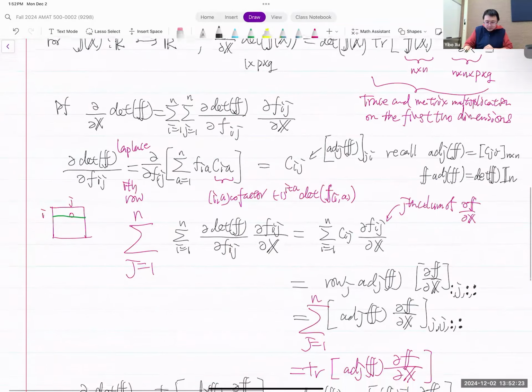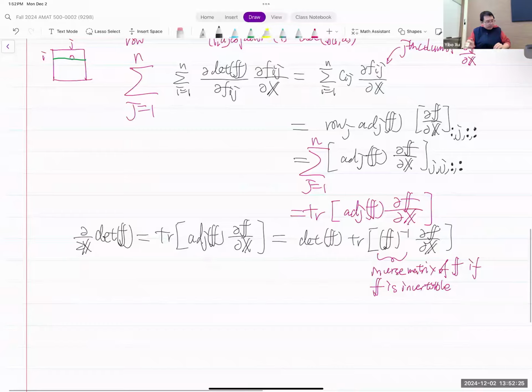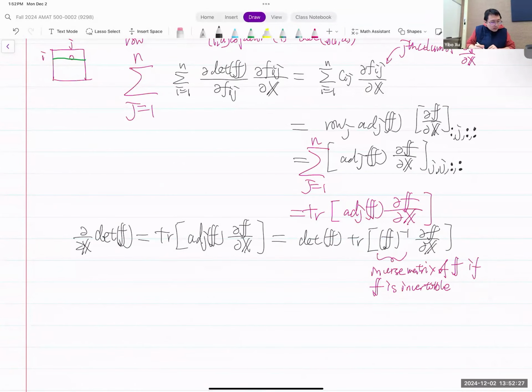All right. Determinant. The next one. Now, this is the same setup.